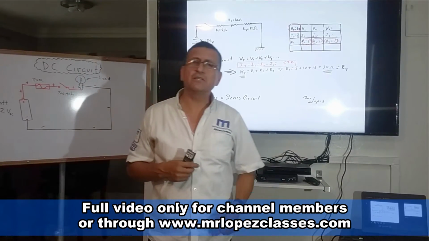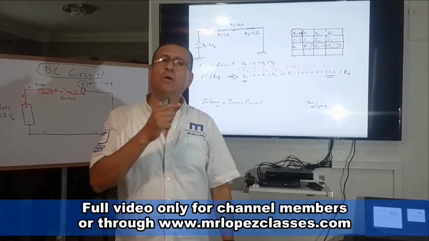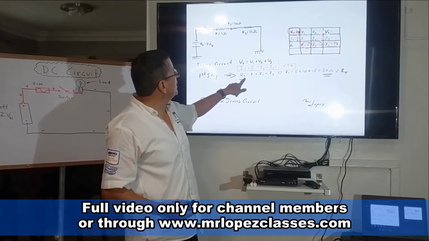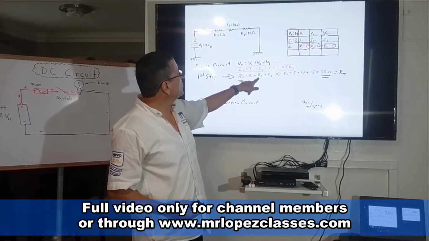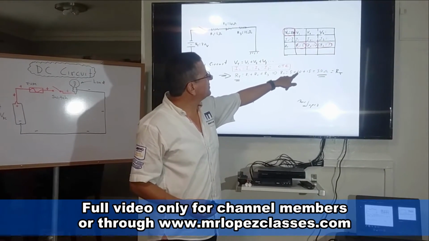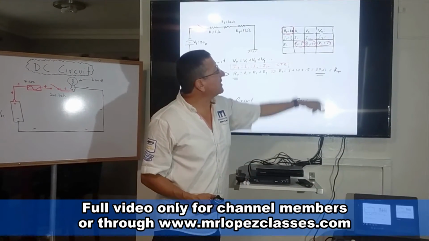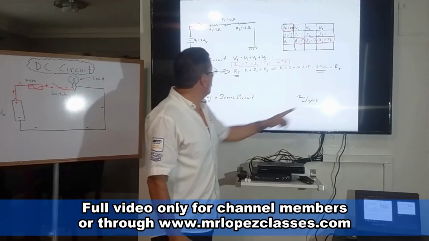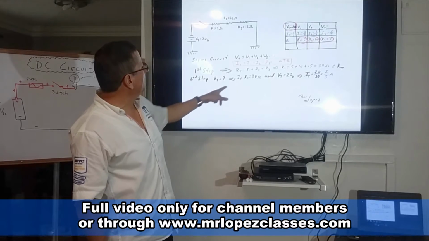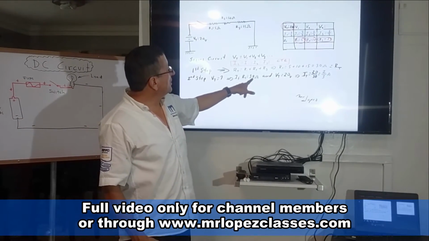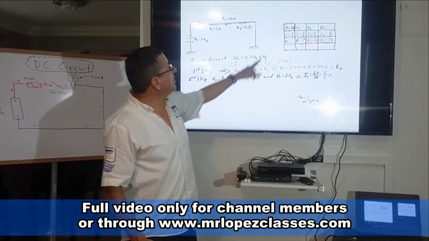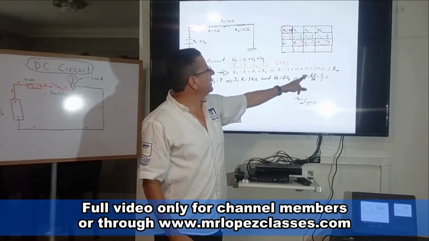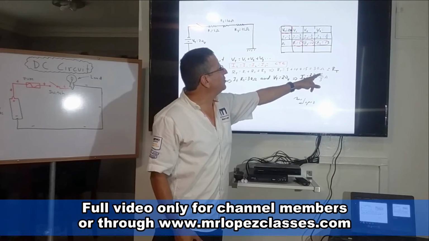How much is the total resistance in a series circuit? It is equal to resistor number 1 plus 2 plus 3. 5 plus 10 plus 15. The total resistance is 30 ohms. This is the next step. If I know that the total resistance is 30 ohms and I know the total voltage is 20, the total intensity is 20 divided by 30, which is 2/3.